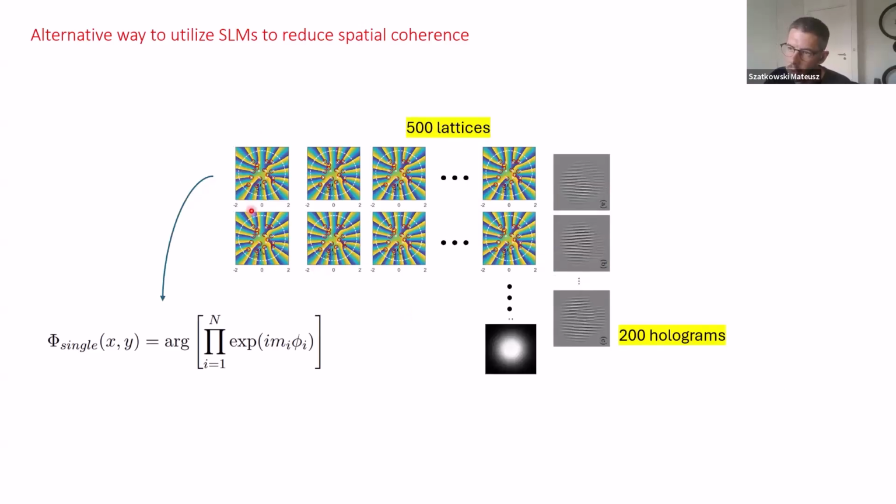One instance of this field is the lattice that consists of n vortices, where the position of each singular point is randomly selected within a circle of a fixed diameter. And the rest remains the same. We construct the 200 holograms and display them on the spatial light modulator.